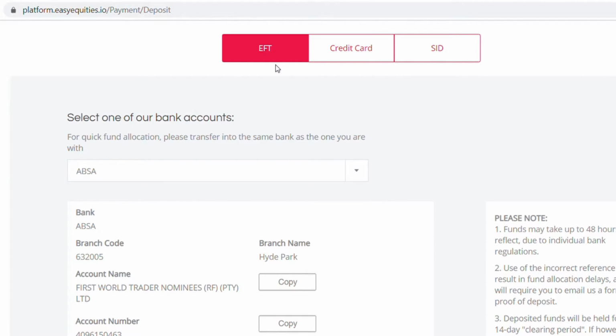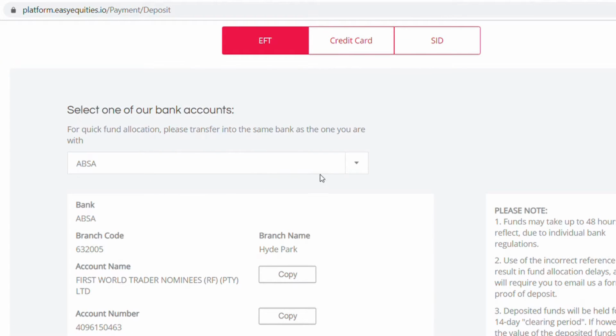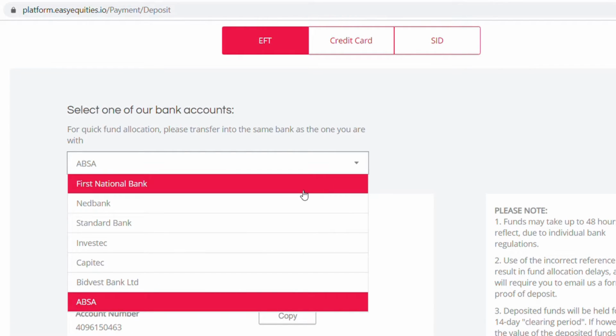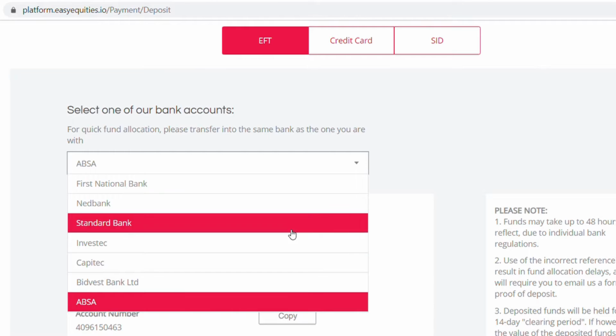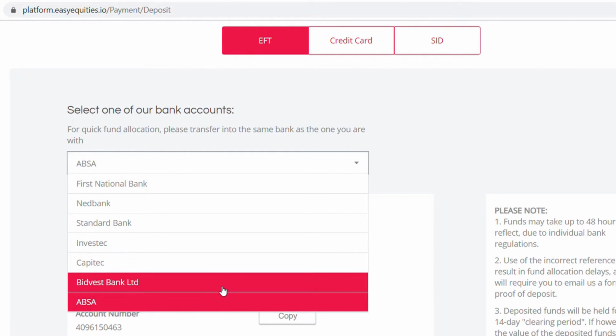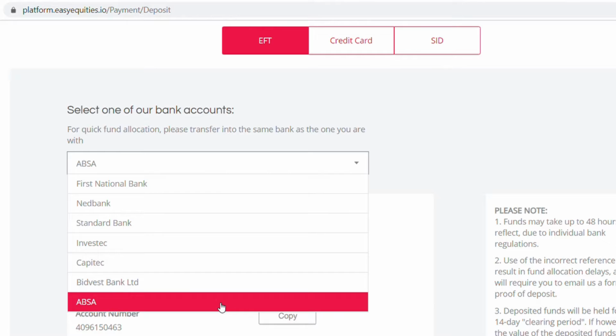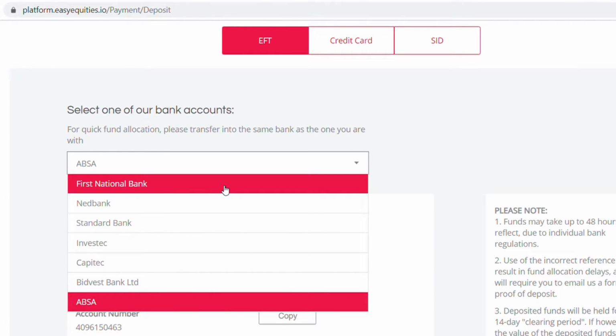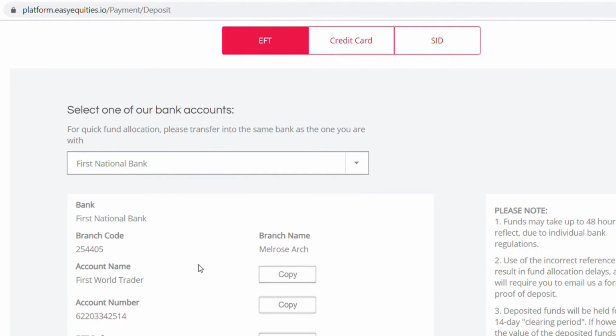In order to do the EFT way, obviously you have to go ahead and log into your banking portal and make a payment to one of these banks. So EasyEquities, in order to reduce the transaction fees, lets you make a payment into any one of their accounts through First National Bank, Nedbank, Standard Bank, Investec, Capitec, Bidvest Bank, ABSA. You get the point. They do this because obviously an interbank payment is cheaper than doing it with a different bank. So choose the bank you are with, go ahead and make that payment using the details they provide.